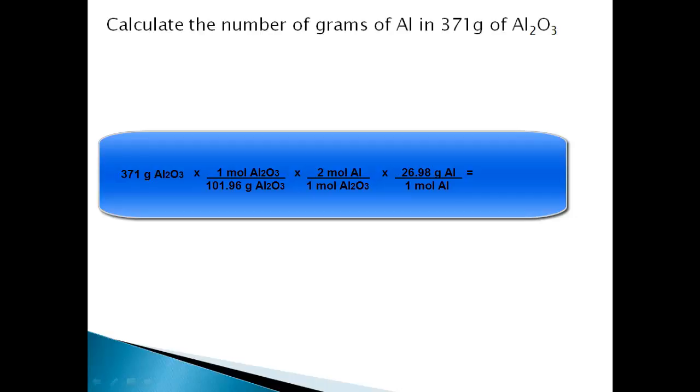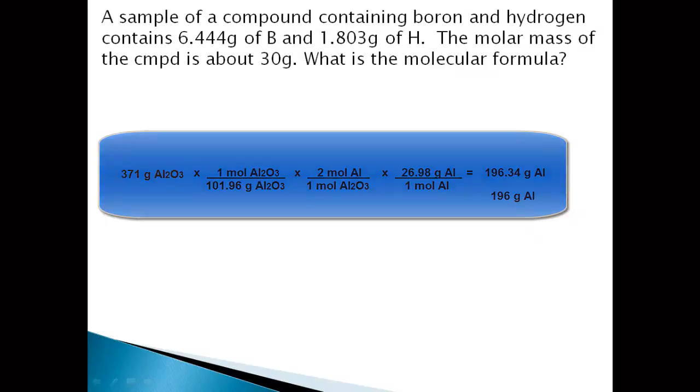So if I go ahead, I'm done. I'm at the unit that I need to be, grams of aluminum. So I just multiply and divide everybody out. You'll see that you get 196.34 grams of aluminum. Keeping in mind our sig figs, it's actually 196 grams of aluminum. Okay, let's do 1 more.